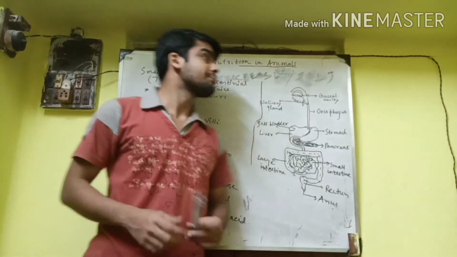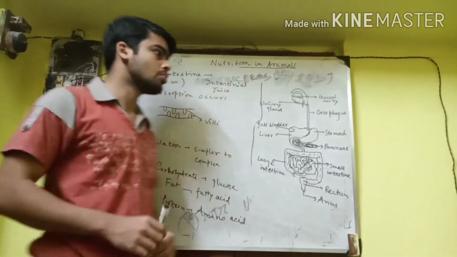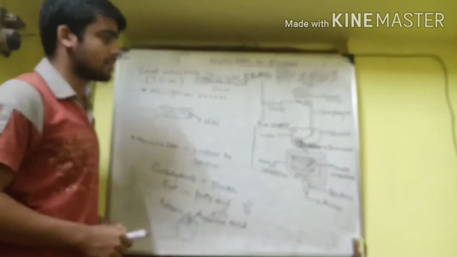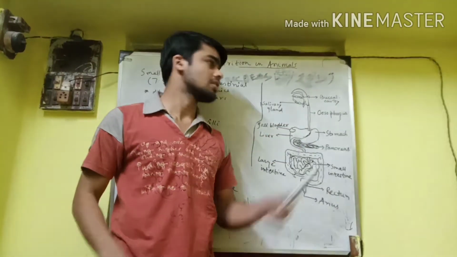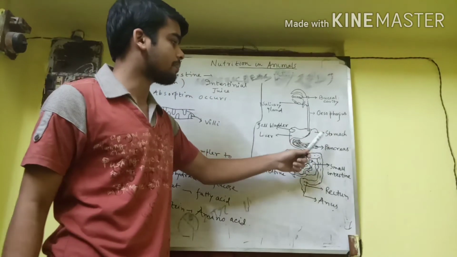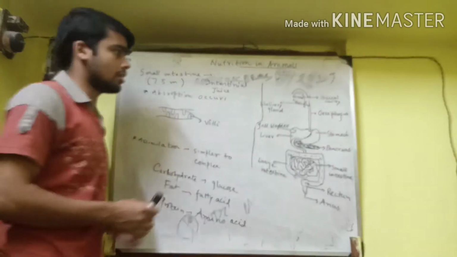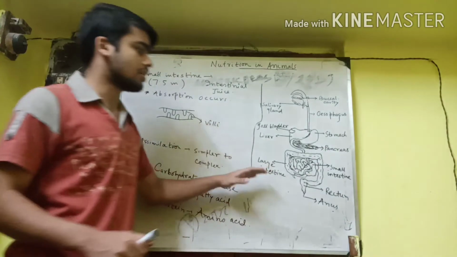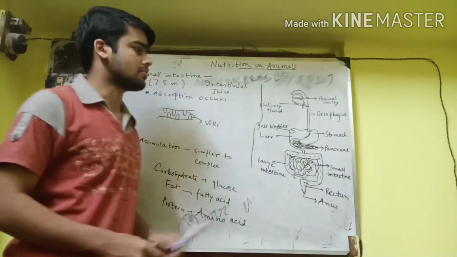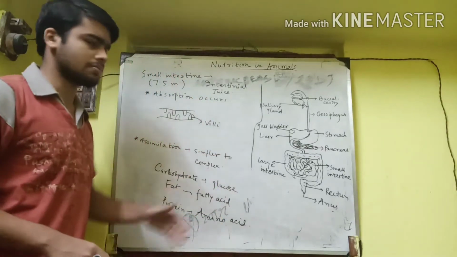Here I am again on this topic, nutrition in animals. This is part 2 of this video. In the last video, that is in part 1, I have already discussed the process of digestion in the buccal cavity, oesophagus, stomach, pancreas and liver, gallbladder, salivary gland, etc. So in this video I will cover the entire remaining part of the digestive system in the human body, and some other topics we will discuss in this video after some time.